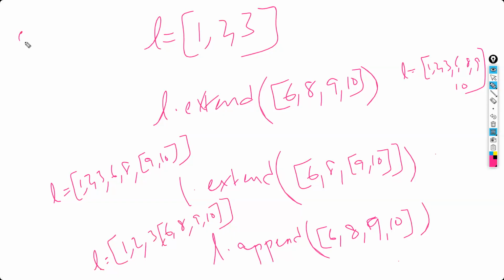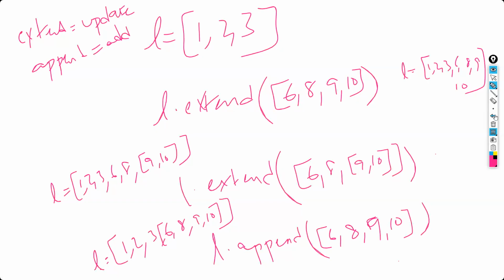Wherever the word extend is there, it is equal to update. Wherever append is there, that is equal to add in the sets. If it is possible, it will add. If it is not possible, it will throw the error.